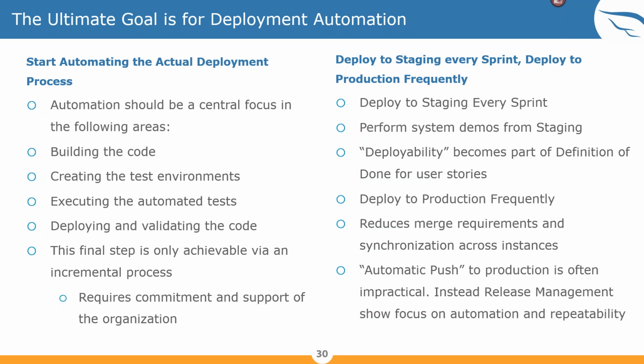So this aligns to the idea of, again, deploying to staging every sprint and then deploying to production frequently. This is the concept that we mentioned earlier that SAFe embraces: if you're doing that demo and you have these different teams that are part of your Agile Release Train, they're all contributing different elements to the overall system. Well, we want to make sure that when we have that integration, these systems function.